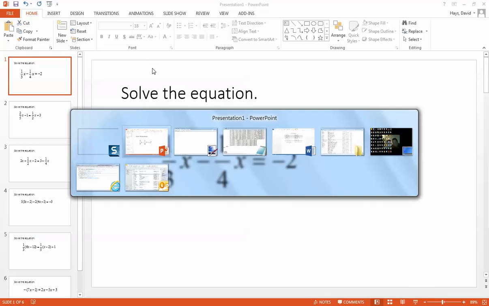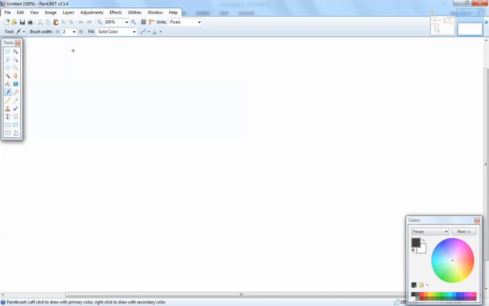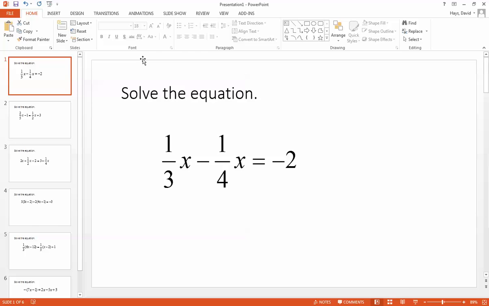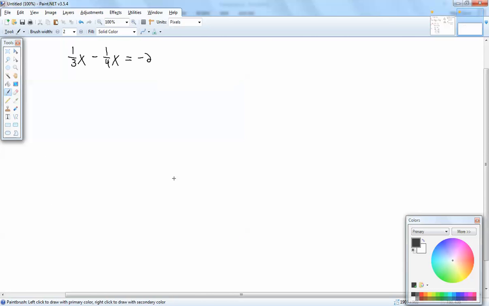Let's take a look at this problem. We've got 1/3 x minus 1/4 x is equal to 2, negative 2. That would have been a mistake. Let's go through our 4 steps.